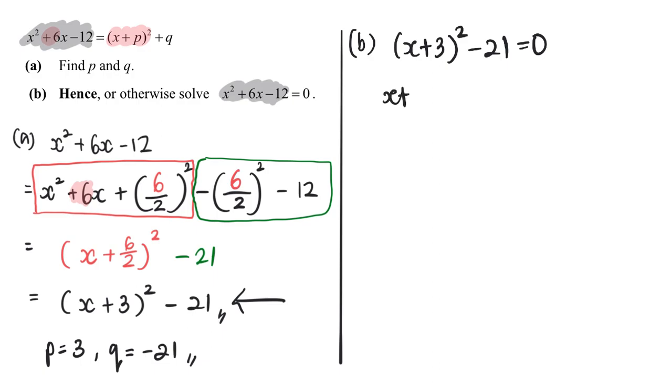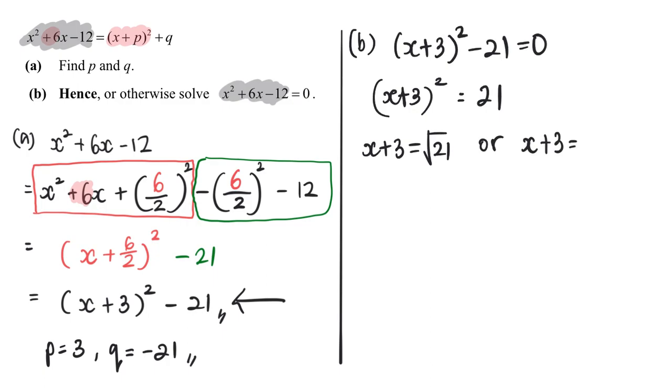So x plus 3 bracket square, going to add 21 on both sides of this equation. And the moment I square root it, there will always be a positive and a negative square root. So there will be 2 answers. Alright. Therefore, the final answer would then be minus 3 on both sides.